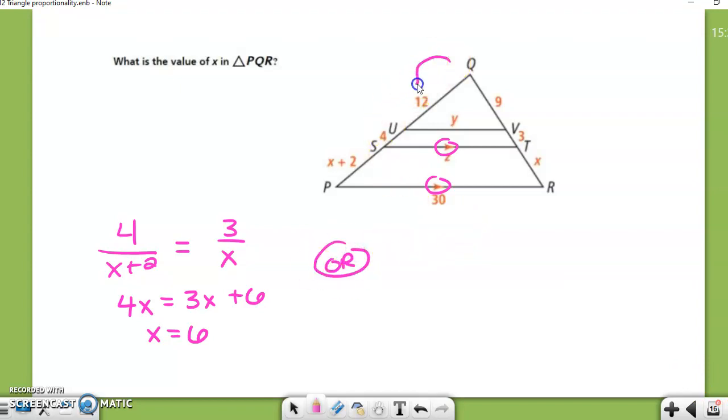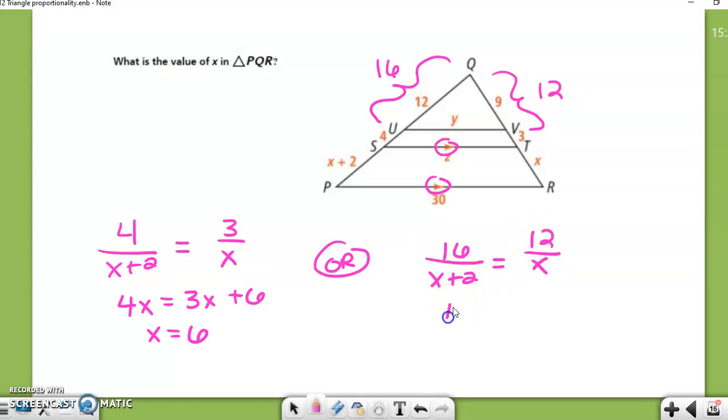I know that this is 16 because I can add these together. And this is 12. I can add those together. So I could have done 16 over x plus 2. And then 12 over x. Cross multiply. Be sure to distribute. I still end up with x equals 6.